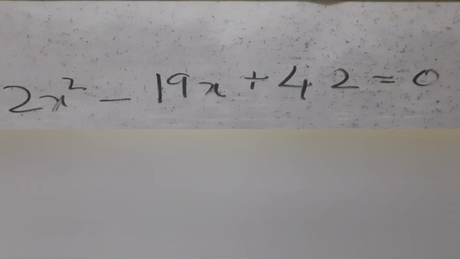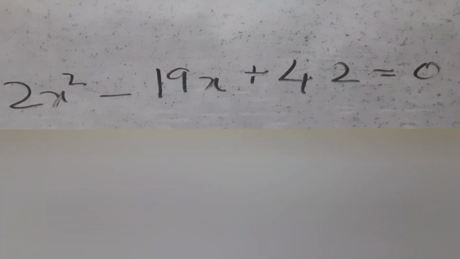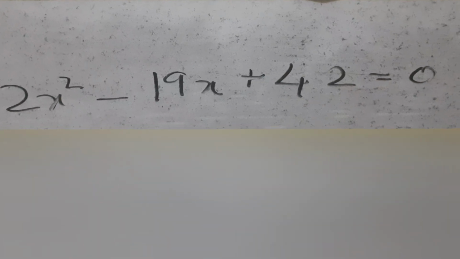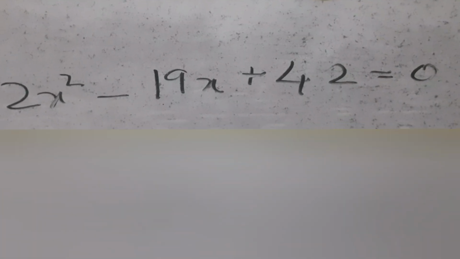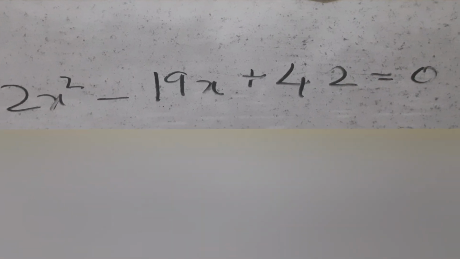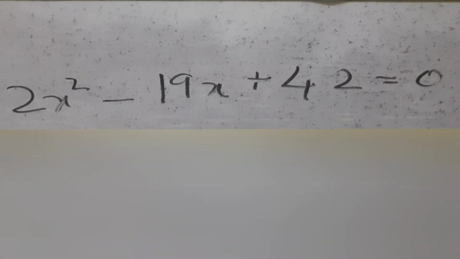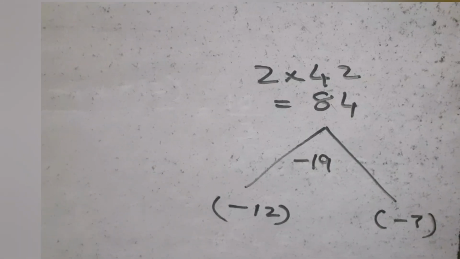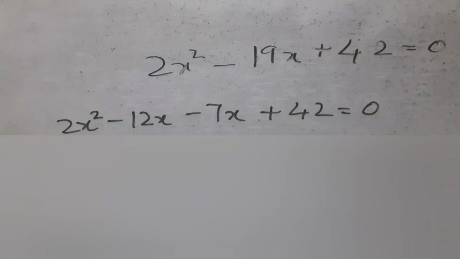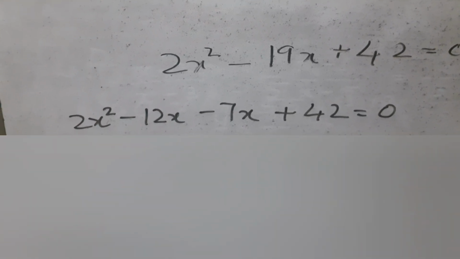We can solve this quadratic equation using the quadratic formula or factorize this by splitting the middle term. For that, the coefficient of x square is 2, so we require two numbers whose product is 2 into 42, that is 84, and sum is minus 19. The numbers are minus 12 and minus 7. We split the middle term minus 19x as minus 12x minus 7x.